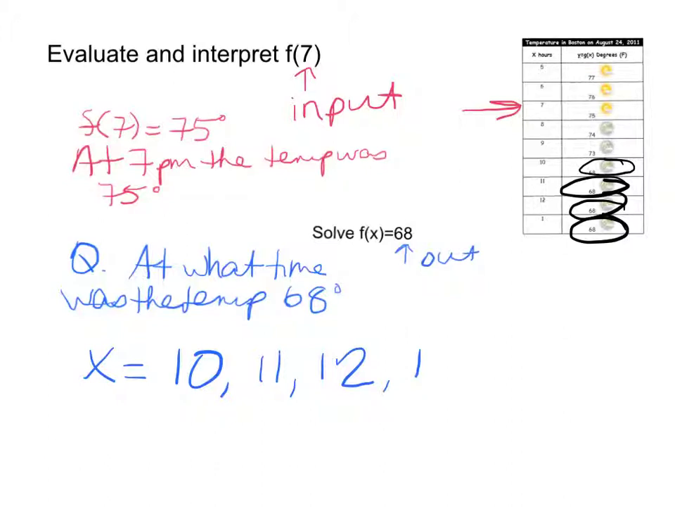Now you might be thinking, wait, a function can't have multiple numbers, but you have to be very careful about that. In a function, each input goes to exactly 1 output, and that's exactly what's happening here. 10 has 1 output, 68 degrees. 11 has 1 output, 12 has 1 output, and 1 has 1 output. They're all 68. They all happen to be the same output, but that doesn't make a difference. This is still a function.